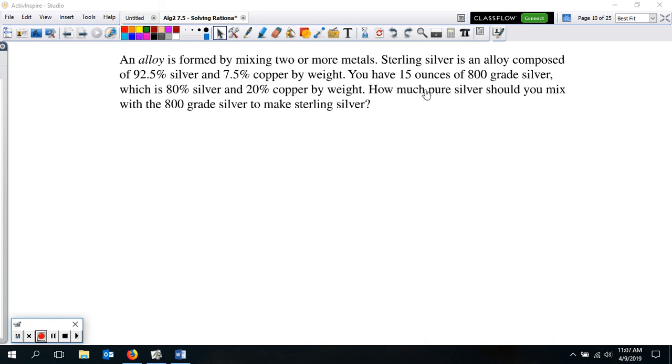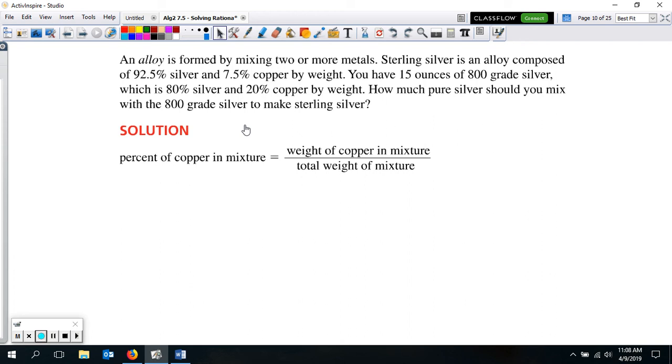So now this problem can be a very confusing problem to try to figure out, but if we just can remember a simple formula, then we shouldn't really have much trouble. So here is the formula that we would need to do. So it's the percent of copper in the mixture is equal to the weight of copper in the mixture over the total weight of the mixture. Now even that formula can kind of be a little confusing to remember, but one way you can kind of think about it, I think, is what are we looking for? So in this one it says how much pure silver. So we're looking for silver because in sterling silver there's both silver and copper.